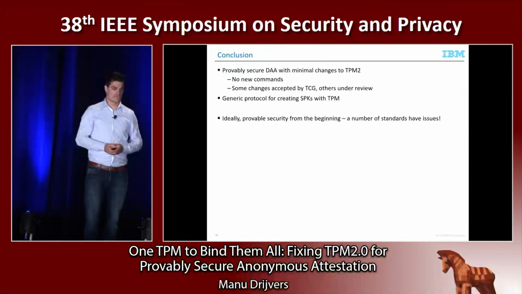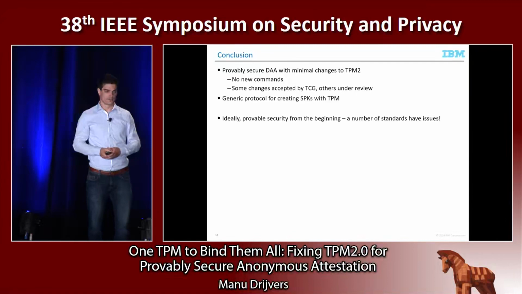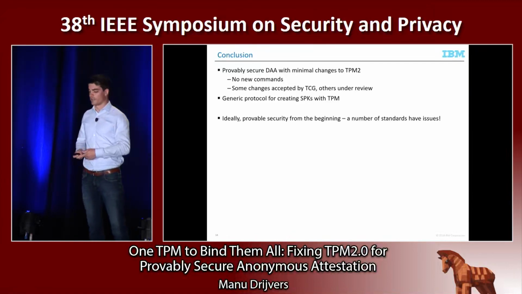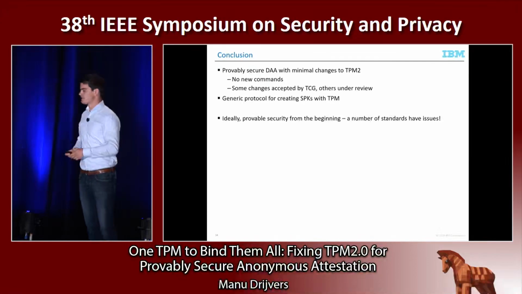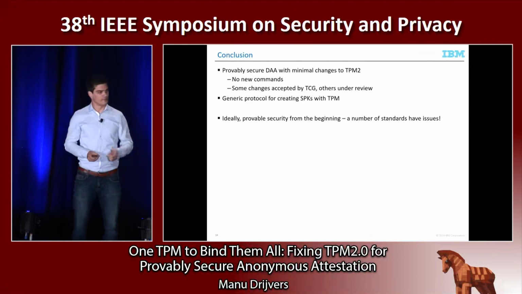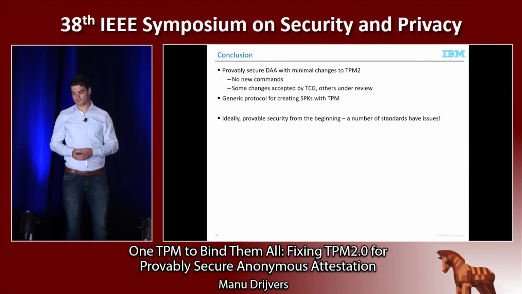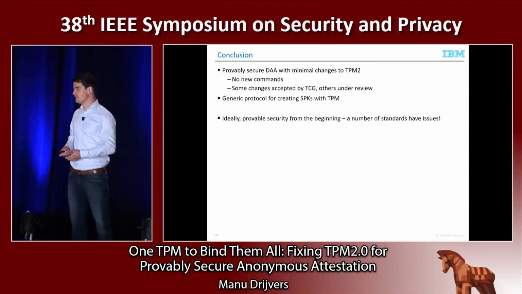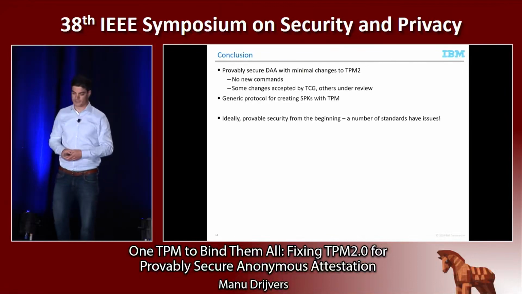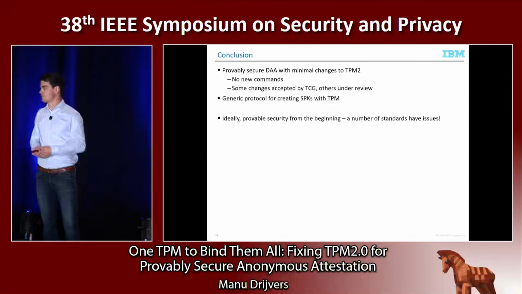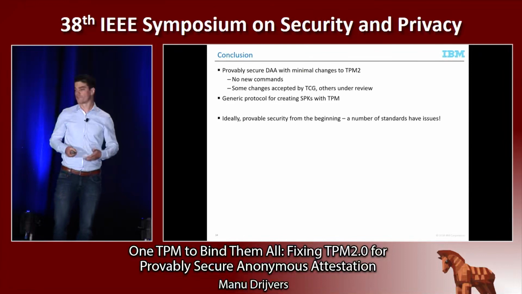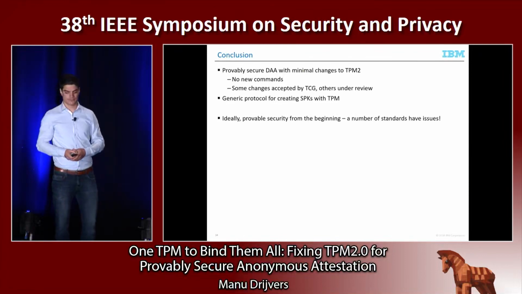So in conclusion, we showed that we can do provably secure anonymous attestation, both under the LRSW assumption and the strong Diffie-Hellman assumption, with minimal changes to the TPM 2.0. So we added no new commands. We only did small modifications in 2 commands. And of course, we went to the TCG, the body that standardizes TPM, to show them these results. They've already accepted some of our proposed changes, and others are under review. And of course, we hope that they will all be accepted eventually.